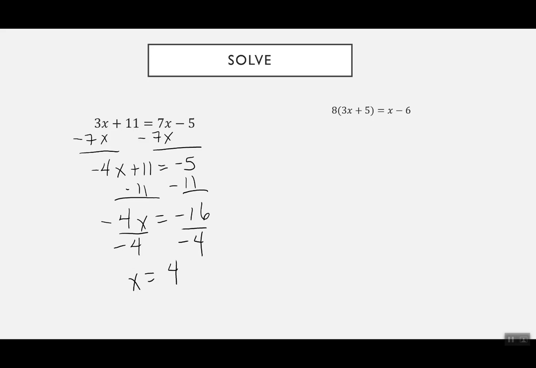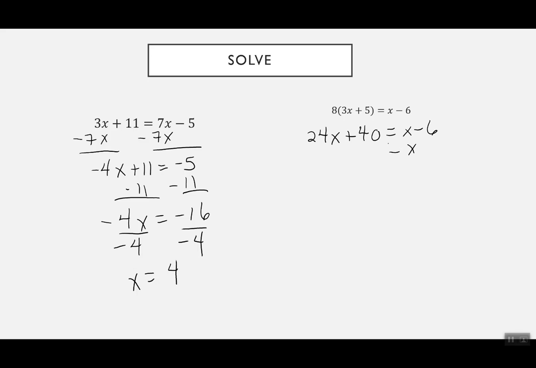In this next one, I have 8 times parentheses 3x plus 5 is x minus 6. Before I start doing anything, remember our order of operations says parentheses come first. So first I'm going to distribute the 8. 8 times 3, that's 24x. 8 times 5, that's 40, and that's x minus 6.